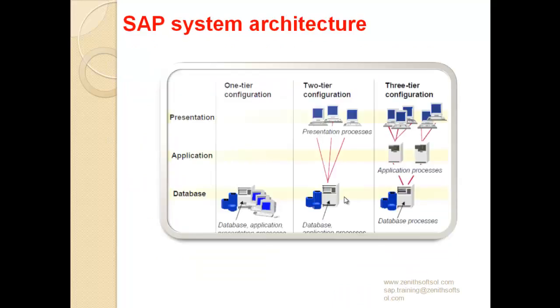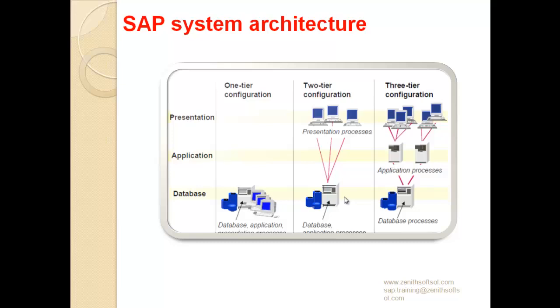Now, this is a simple layout of one tier, two tier and three tier. The concept of one tier is, as I have explained in the previous slide, that if you install database, application and presentation on one single system, then it will be called a one-tier system. And if you're installing presentation and database application on another system, then we call it a two-tier system.